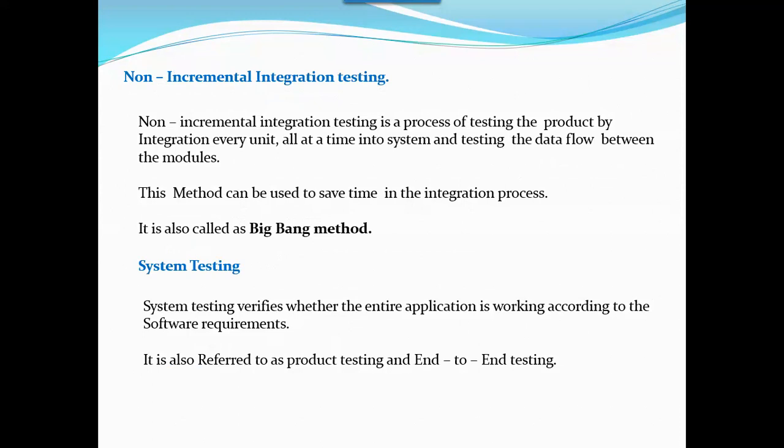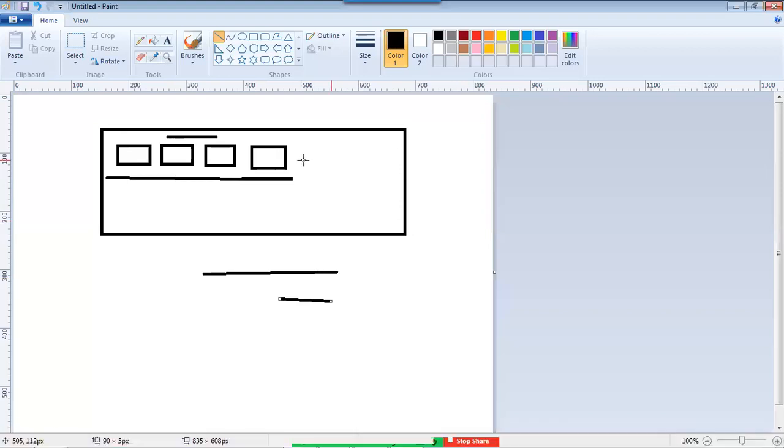Now, non-incremental integration testing. See, the name itself we have, right? Non-incremental integration testing. What is the meaning of non-incremental integration testing? Non-incremental integration testing is the process of testing the product by integrating every unit all at a time. Previously, in incremental integration testing, we were adding one module, right? But non-incremental integration testing is not like that. What we need to do is add all the modules at one time.